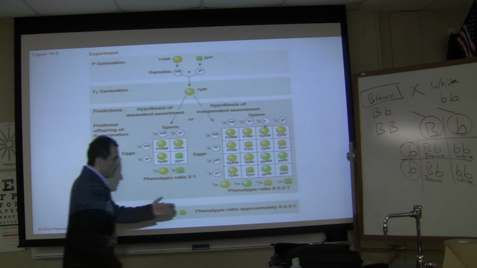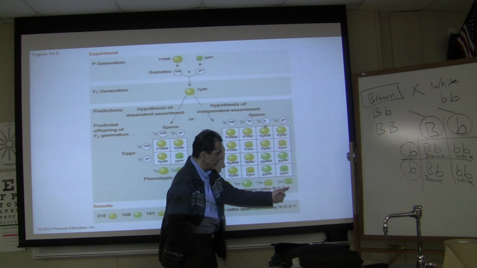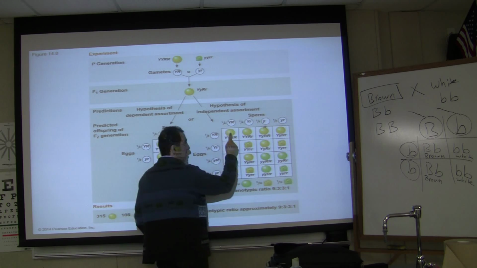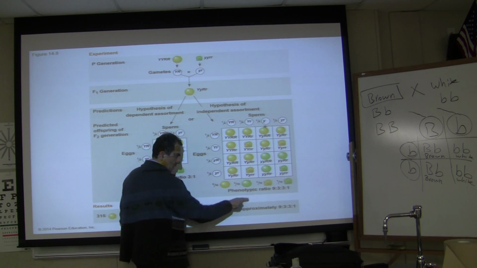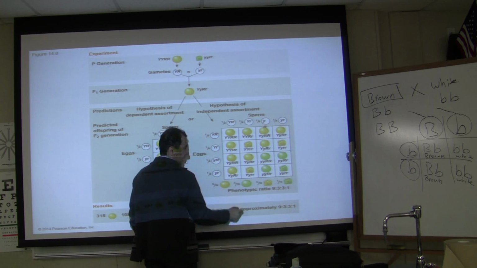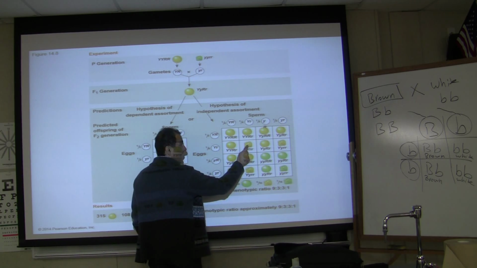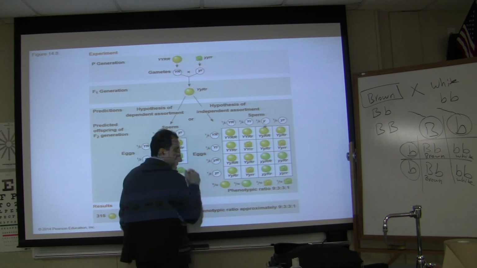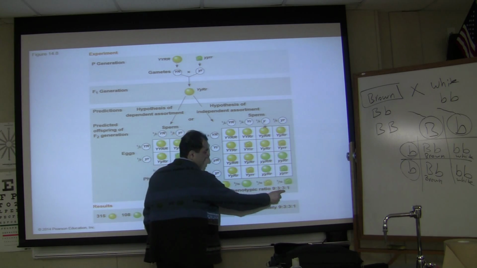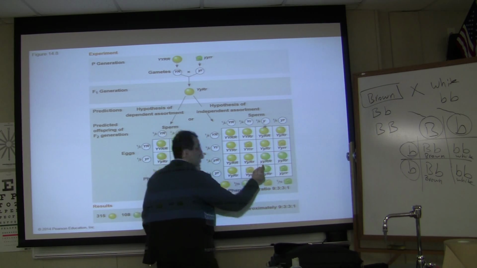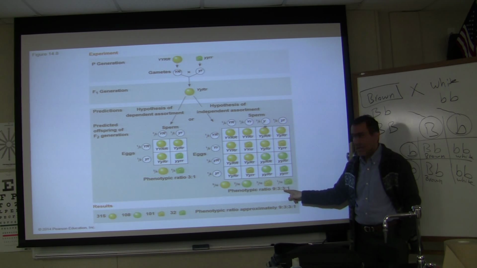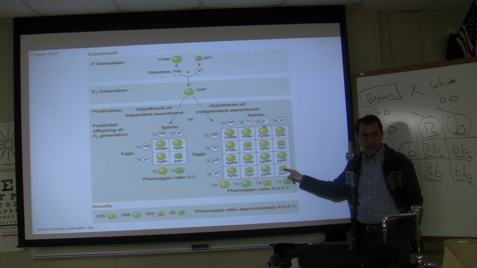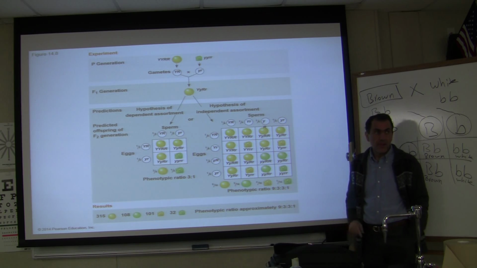So what is the phenotypic ratio? Phenotypic ratio is 9 to 3 to 3 to 1. 9 what? 9 round yellow. Let's count them. 1, 2, 3, 4, 5, 6, 7, 8, 9. 9 round yellow. 3 what? 3 yellow wrinkle. 1, 2, 3. Do you guys see that? And then another 3. Which 3? Round green. Can you guys see this? Round green. 1, 2, 3. That's 3. And then one what? Maricella. One what? One wrinkled green. Do you guys follow what I'm talking about?